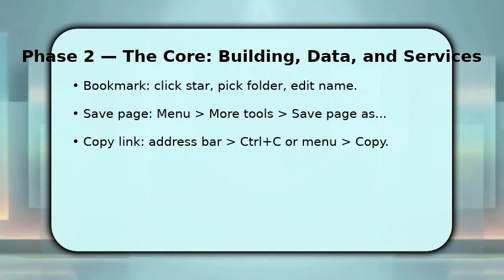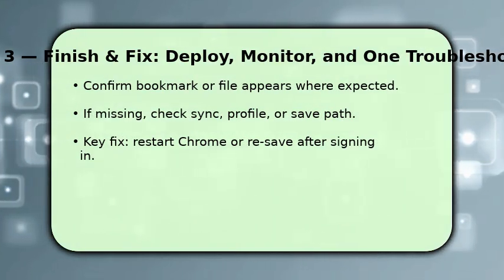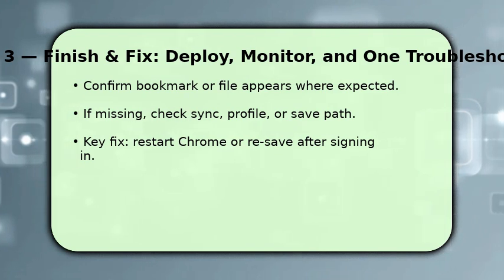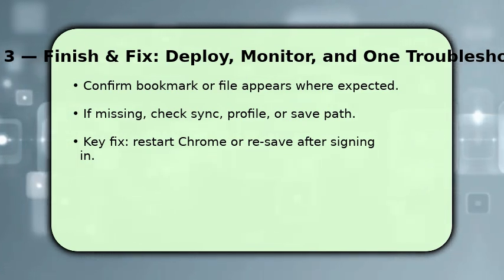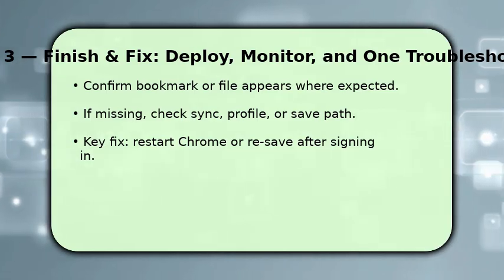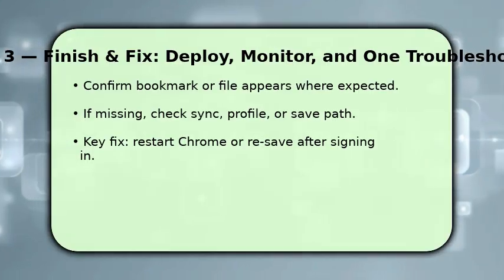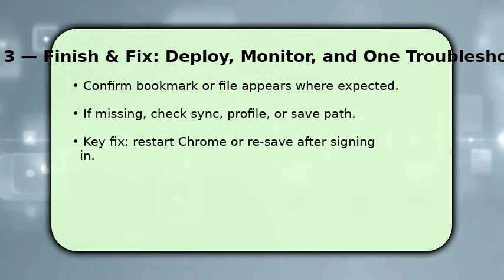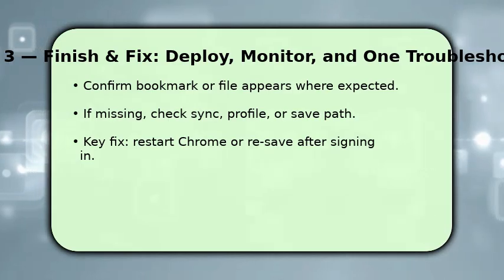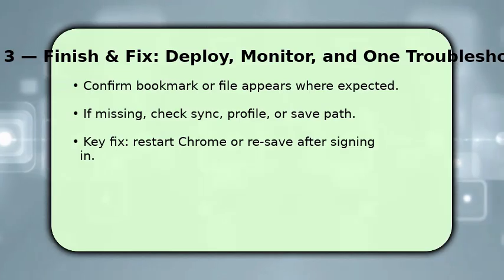Finish by checking the bookmarks bar, chosen folder, or file location to confirm the link is saved. If you don't see it, make sure you're in the correct Chrome profile and that sync is on. Incorrect profile hides bookmarks. If a saved HTML file is missing, confirm the save path and permissions. As a quick fix, sign into Chrome, restart the browser, then try the save again. If problems persist, move the file or bookmark to a different folder and test.